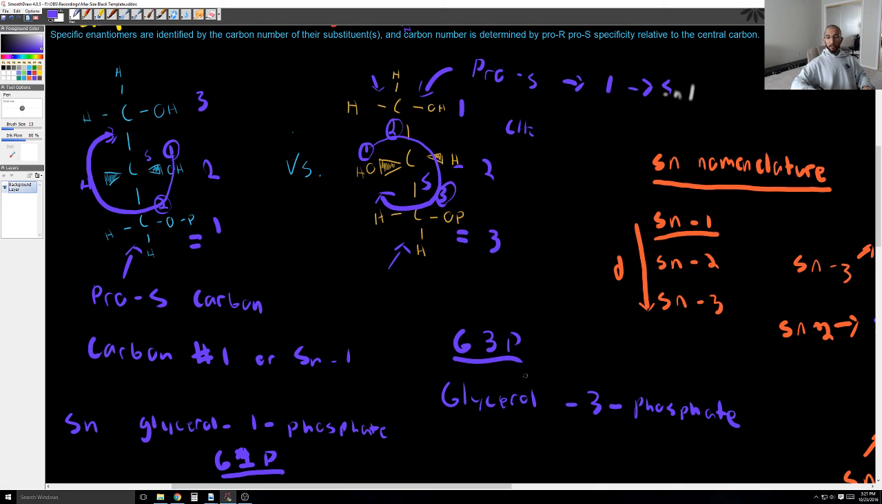Okay. So I hope that helps, and if you watch the lesson back, you should be able to understand how you can determine the pro-S and pro-R configuration of a molecule just by looking at it in its Fischer projection. And then based on that, you should be able to name a molecule with a substituent, such as G3P or G1P, just by looking at which carbon the substituent is attached to. So I hope that helps, and if you have any questions or indeed corrections, please let me know.